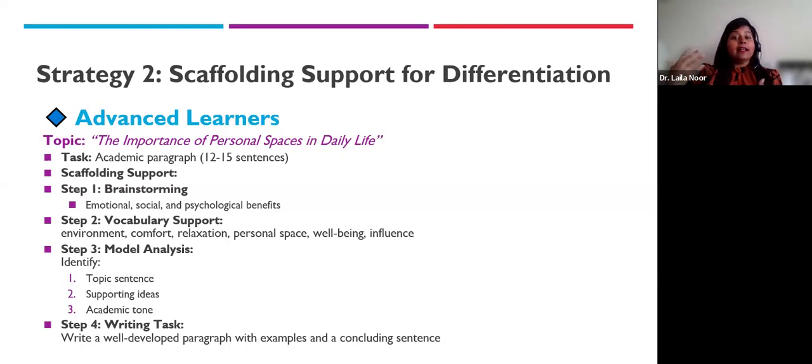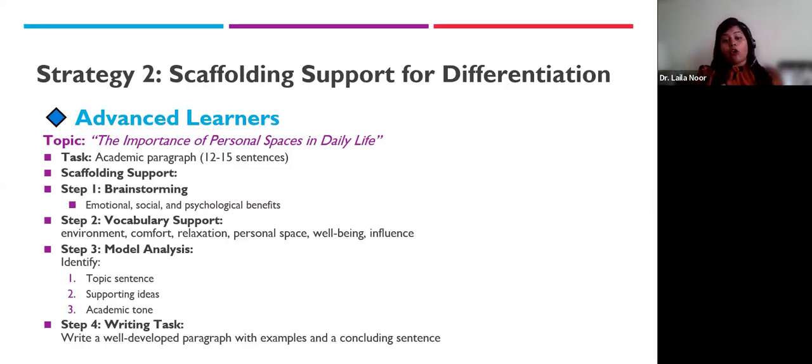That means they are learning. Challenge is necessary for the learners to grow. Okay, so we need to make sure that our scaffolded support combines those things. So for example, when we are doing brainstorming, we are not just asking, hey, what is the importance of personal space? Rather, we are asking, what is the importance you think about emotionally, socially, and psychological benefits? So three areas so you can think critically.